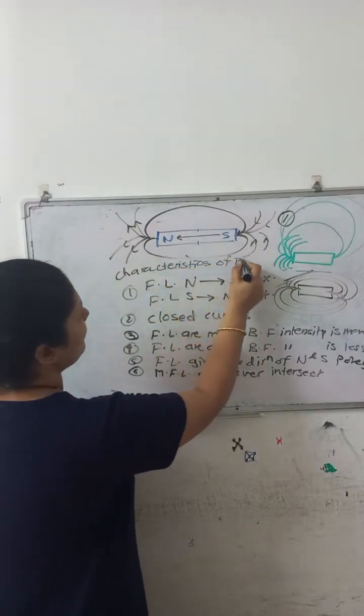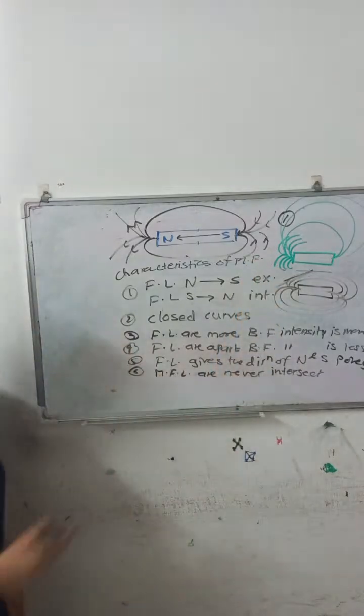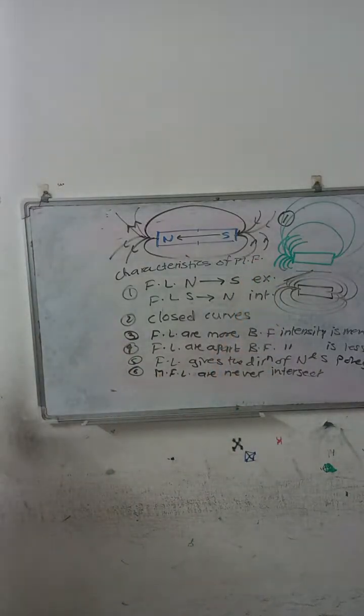Characteristics of magnetic field lines. You can take a screenshot. These are all very important characteristics of what we discussed. They always form closed curves. Magnetic field lines internally go from south to north, and externally they go from north to south.